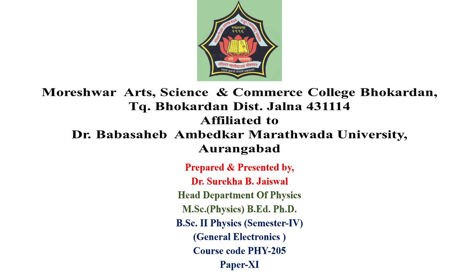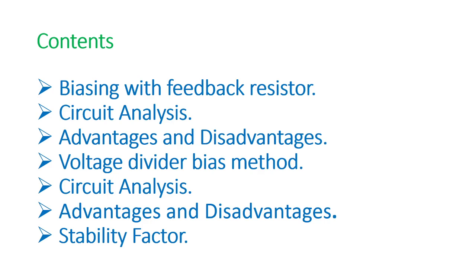Today we will see General Electronics, course code PHY 205, semester 4, paper number 11. Now, contents are biasing with feedback resistor, circuit analysis, advantages and disadvantages, voltage divider bias method, circuit analysis, advantages and disadvantages, and stability factor.